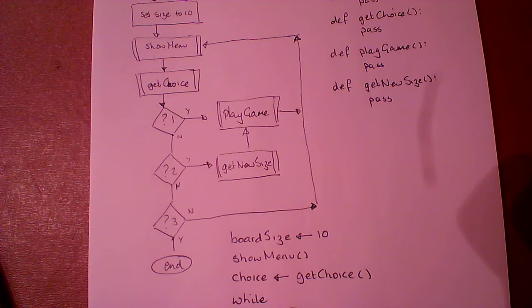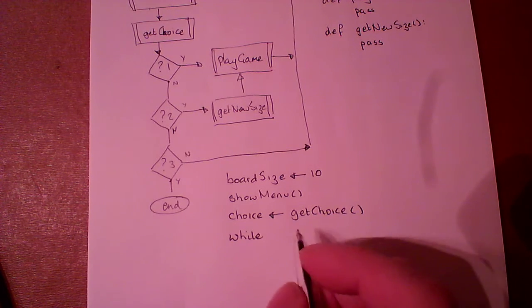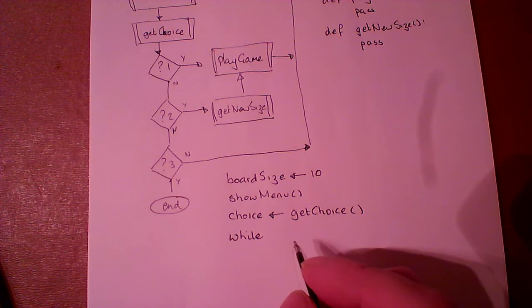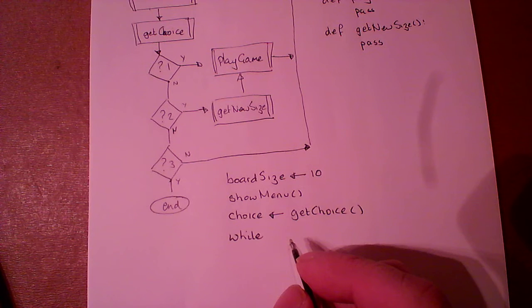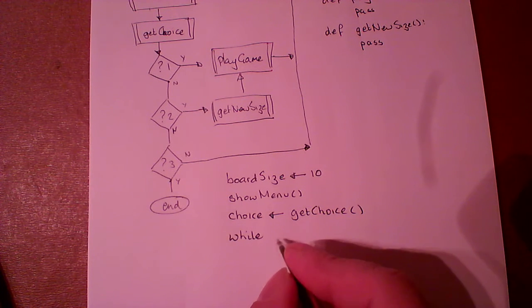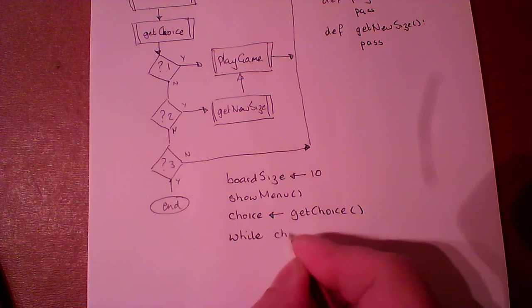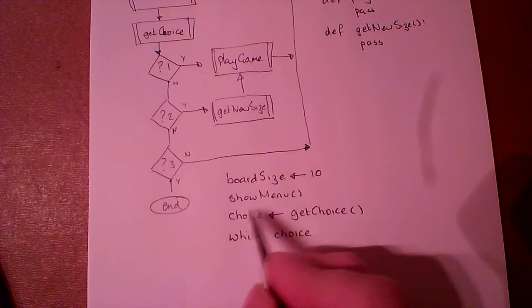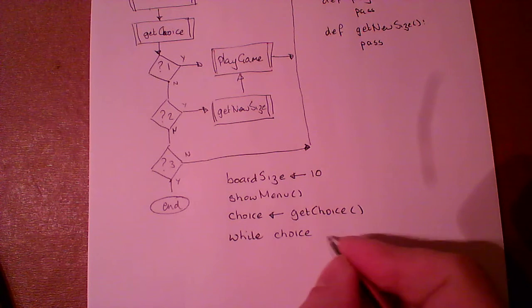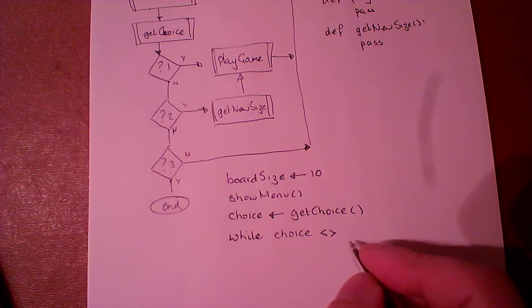Now I'm not going to use Python, I'm going to use, again, as I've said, pseudocode language. My language, it's not necessary, there's no correct way of doing things as long as it's clear, understandable, and can be used in different languages. So while choice, my variable, okay, because I got the user's choice, while that is different to 3.